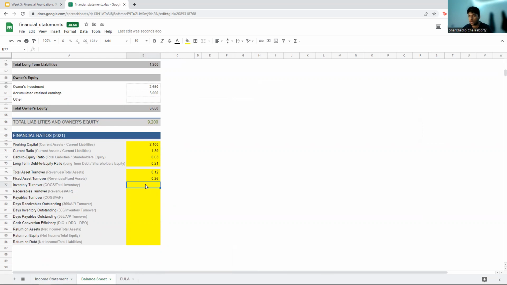Inventory turnover. This is cost of goods sold over total inventory. So this is how quickly you're getting rid of your inventory, basically how quickly you're turning it over, how quickly you're going through your inventory. It can be used to calculate DPO, as well as receivables and payables for DRO and DPO, respectively. That's another way of calculating it. But inventory turnover is how quickly you go through your inventory in any given cycle.